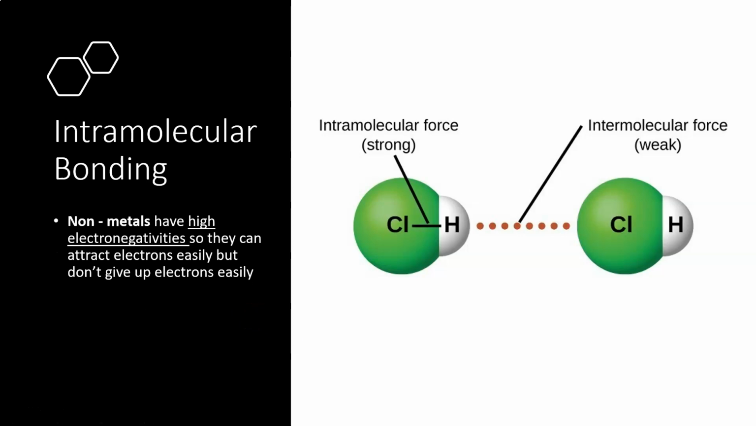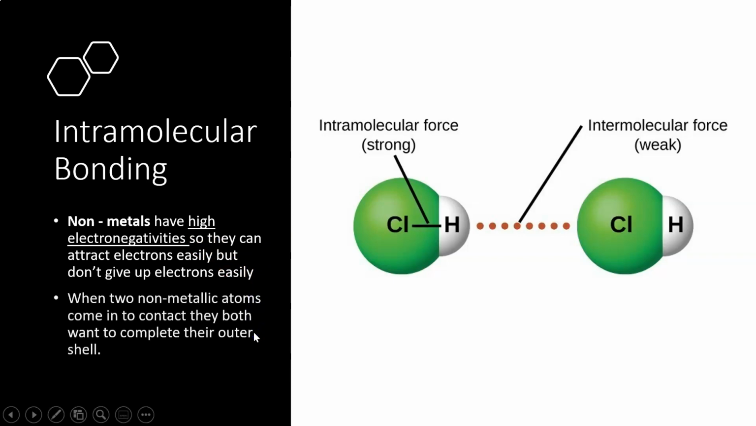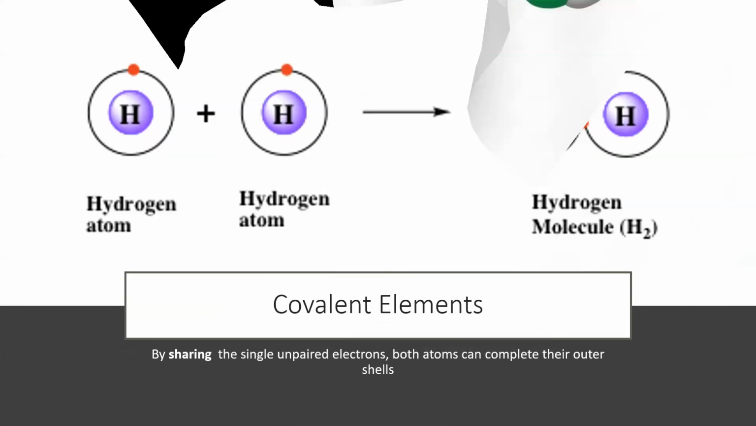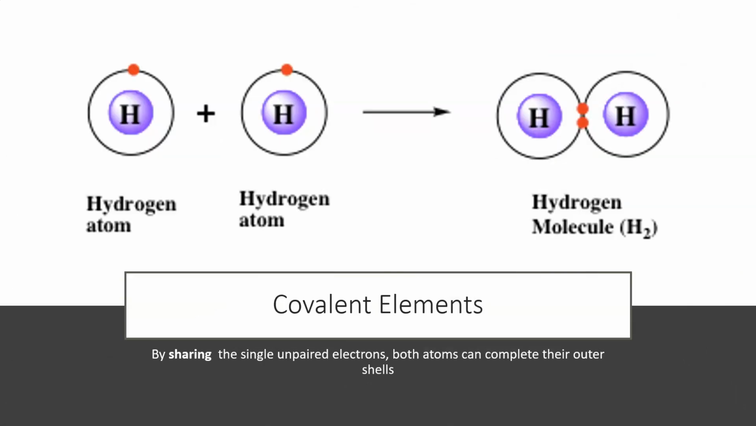So non-metals have this high electronegativity, so they want to gain electrons. They attract them very easily, but they don't give them up. So two non-metallic atoms want to keep their electrons and make their shell full. They share electrons with others, so they don't have to give any of their own up. Some covalent elements, we've got hydrogen there. Hydrogen wants a full shell, so that's two electrons in that first shell. So there we are with our hydrogen molecule H2.